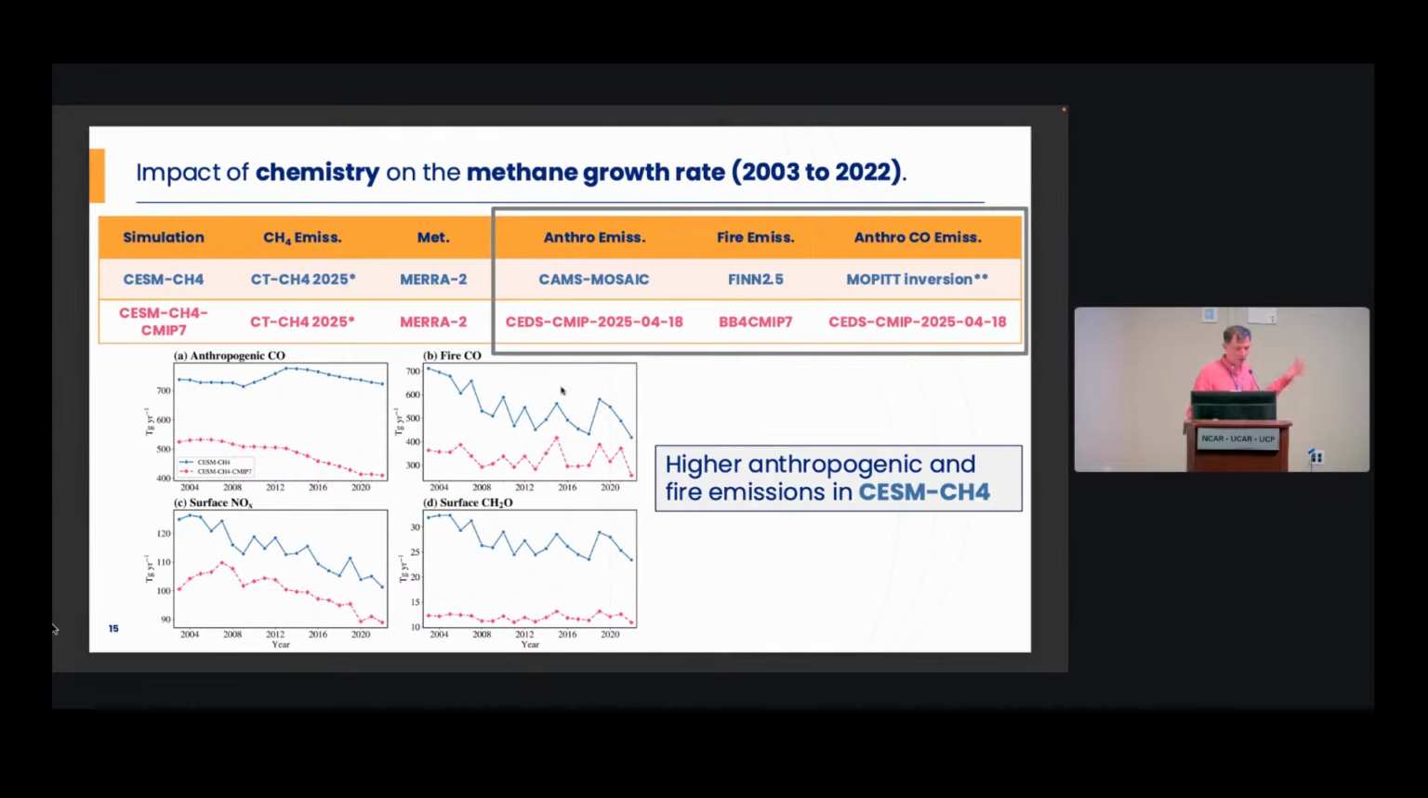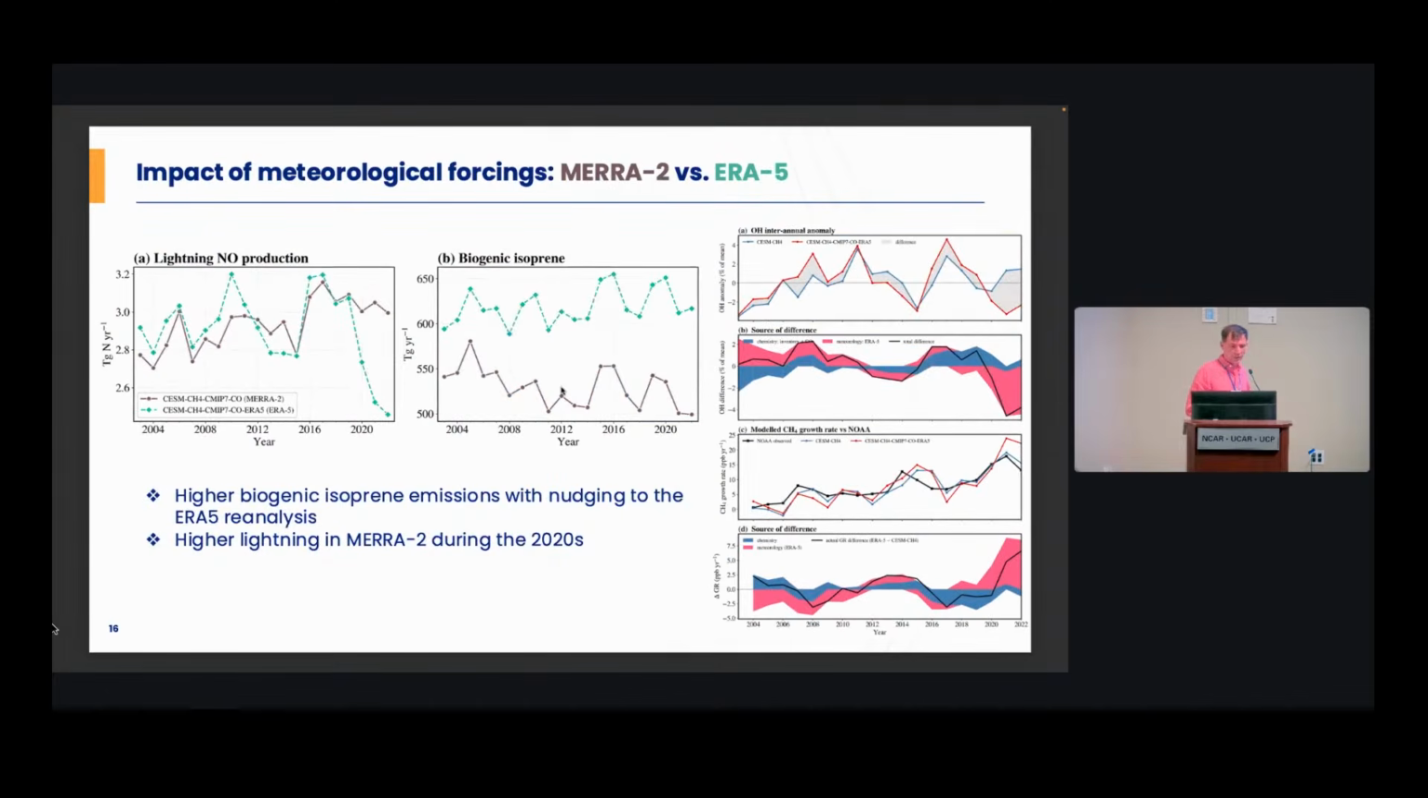And the NOx have different trends in the beginning of the 2000s, where the CESM emissions are increasing and then decreasing in a strong fashion. So this is giving us a sensitivity to chemistry emissions on OH. We also did runs with ERA5 meteorology and MERRA2 nudging. And the lightning NOx is slightly different, but overall, on average, similar.